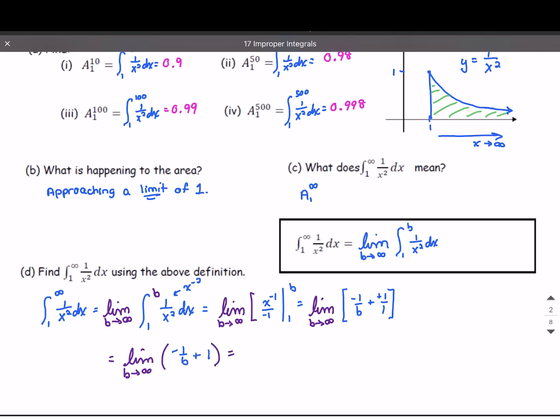Now, as b gets large, that means that the denominator of this fraction is getting large, while the numerator stays 1. 1 over 10, 1 over 100, 1 over 1,000, 1 over 10,000. That fraction is going to approach 0. And the constant 1 is still going to be 1. And 0 plus 1 is 1. So the value of our integral is 1, just like we saw numerically.